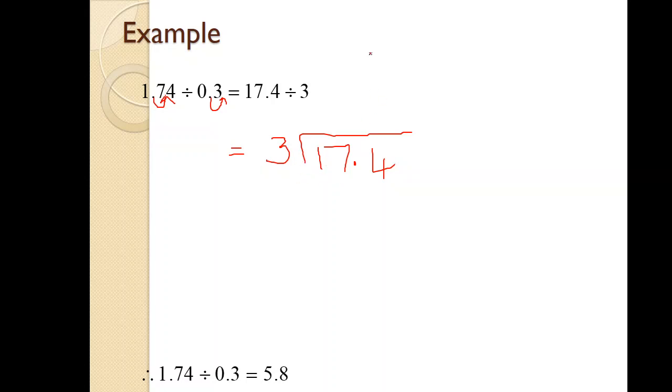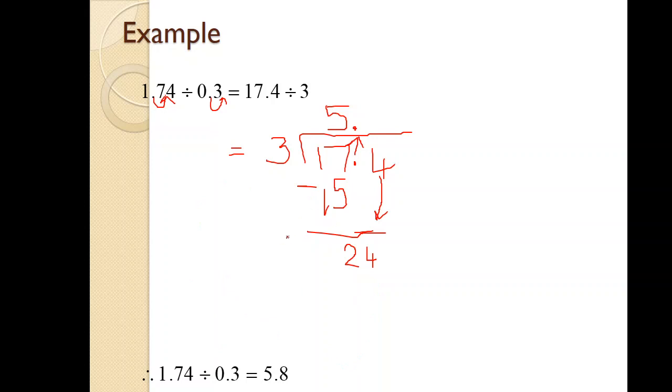Okay, 3 can only go into 17 5 times. Then from there you say this 5 multiplied by 3 is giving you 15. Then from this point you subtract: 17 minus 15, you're getting a 2. And here the decimal point should go up. So my decimal point is always following the answer. Then the 4 here comes down. That's why now we have 24.